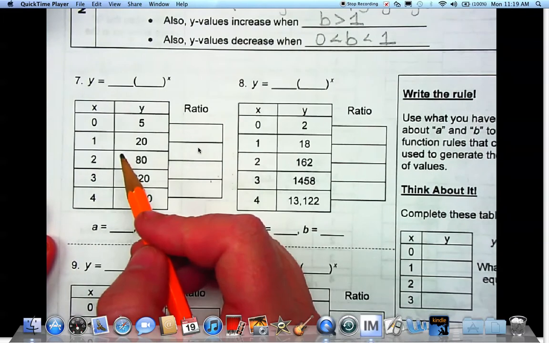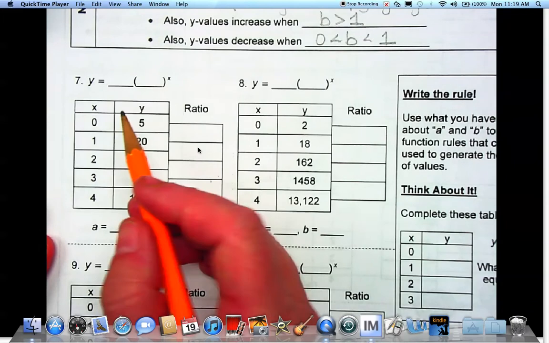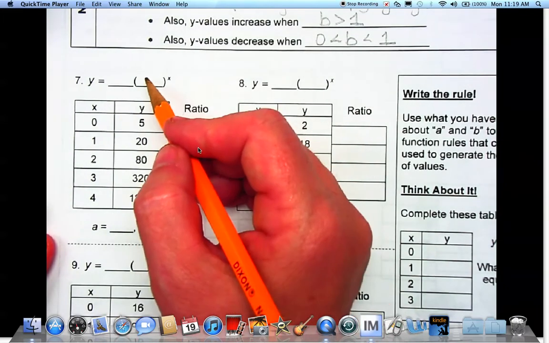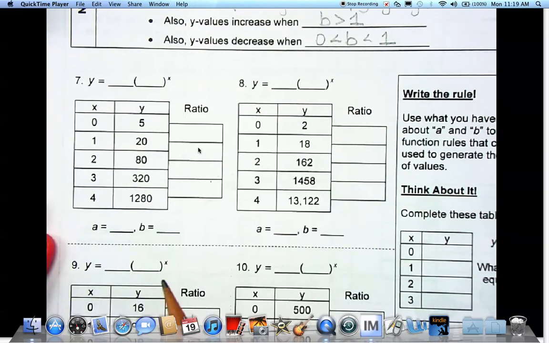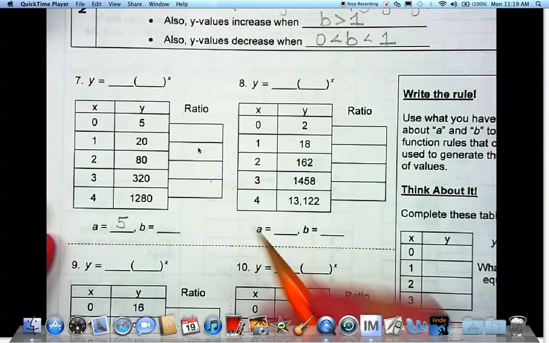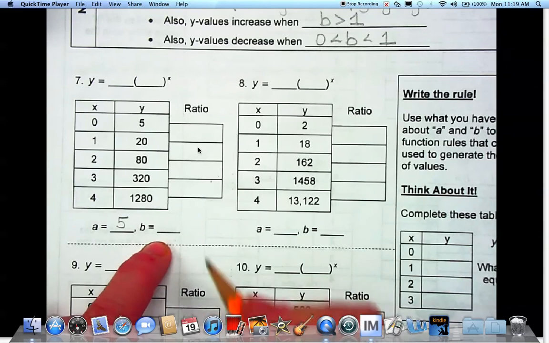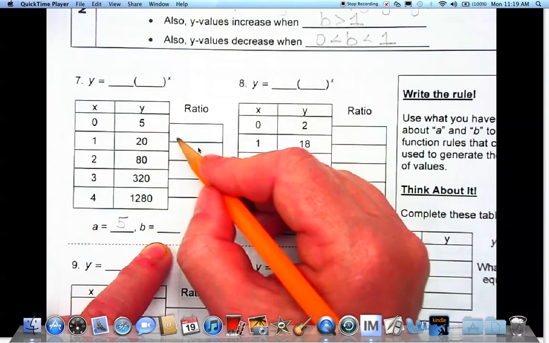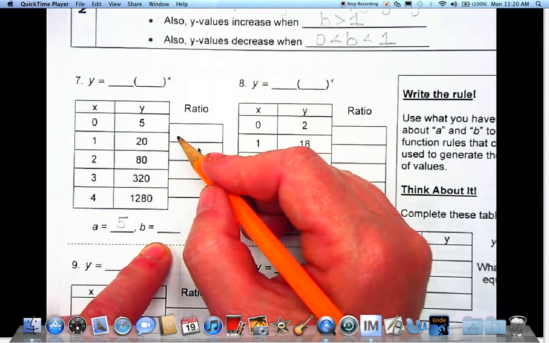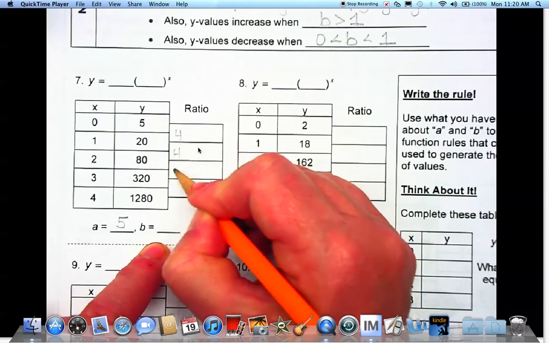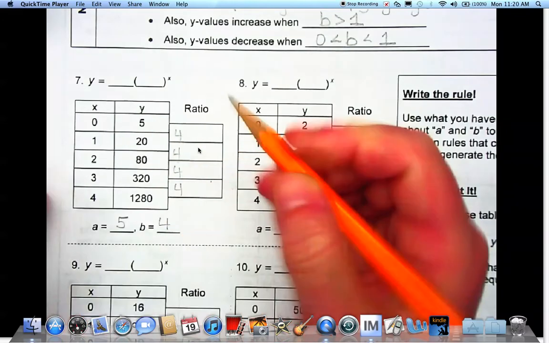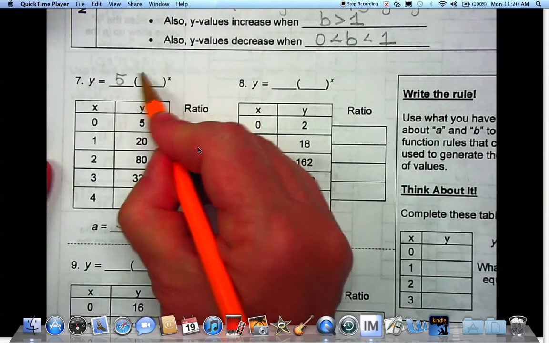Okay, let's real quick just look at these tables. They're going to give us the table, and we're going to find the equation. What is A, first of all? 5. Good. It's when x is 0. Now, how do you find B? You have to find out what it's going up by. So it's multiplying by what? 4. Good. So B is 4, so the equation will be 5 times 4 to the x.